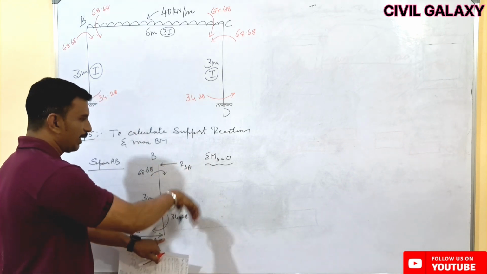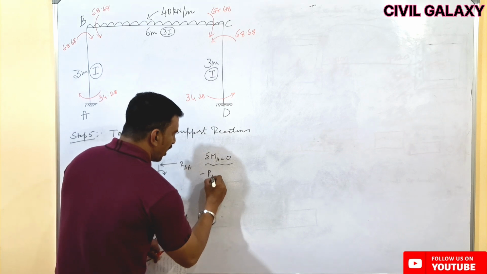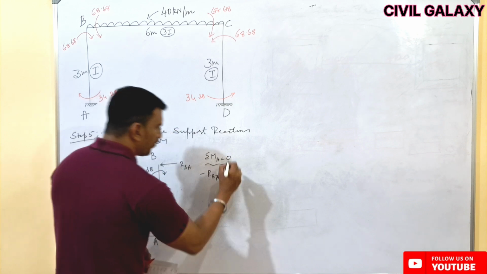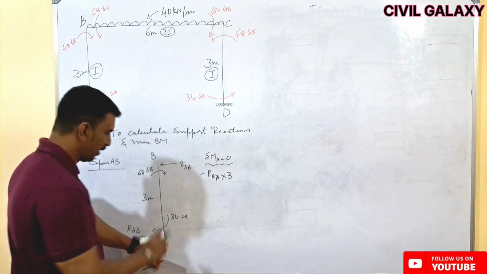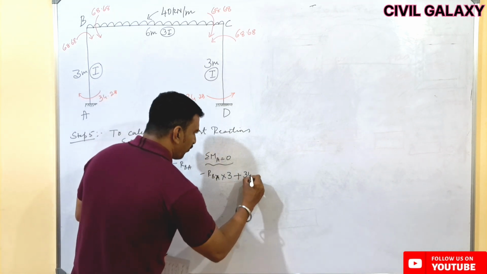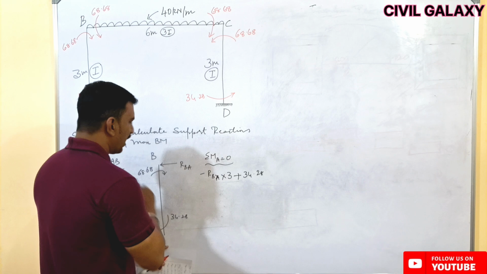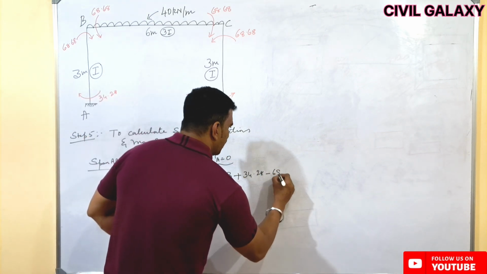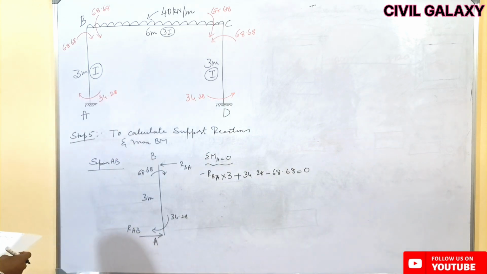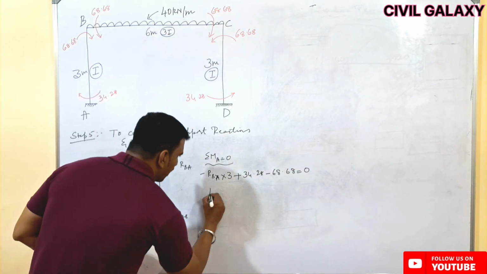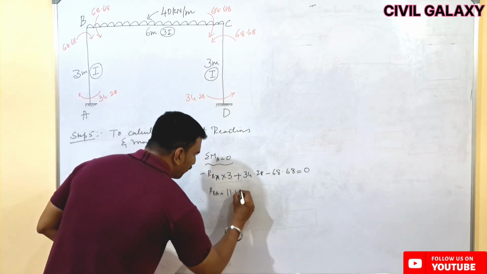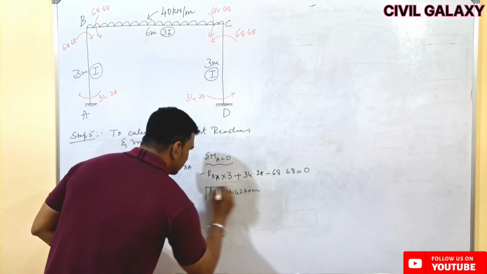Since it is rotating in the anti-clockwise direction, it is minus RBA, force multiplied by perpendicular distance, which is 3 meters. So minus RBA into 3, and we have one clockwise moment here which is plus 34.28, and one anti-clockwise moment that is minus 68.68, equal to 0. So now we get a value of RBA which is equal to 11.42 kilonewton meters.